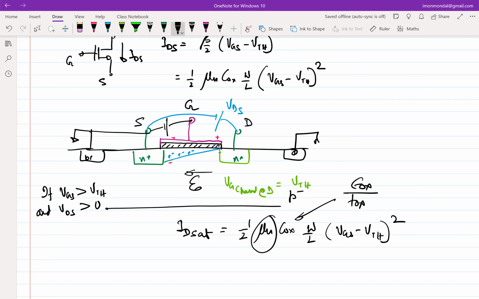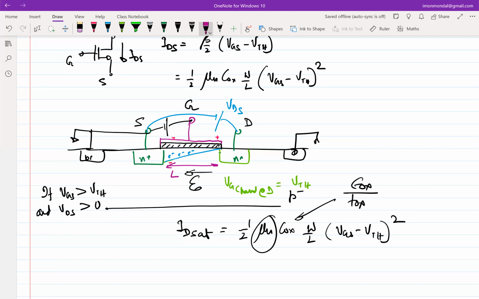W and L are the dimensions of the channel. L is the length of the channel, and it makes sense: the longer the channel, the lower your current, because the proverbial electron will take more time to flow from left to right if the channel is larger. So your current will be lower.